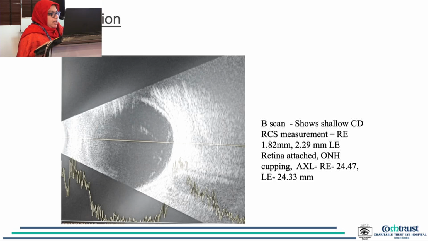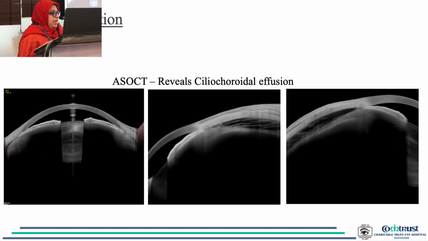A B scan was done, which showed shallow CD, and RCS measurement was also taken, where the right eye was 1.82 and the left eye was 2.29. Axial length was also done, which showed 24.47 in the right eye and 24.33 in the left eye. ASOCT showed ciliochoroidal effusion.